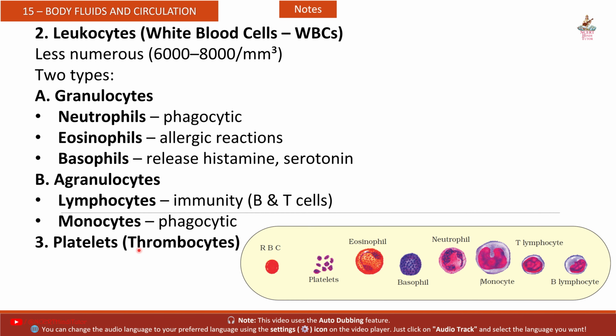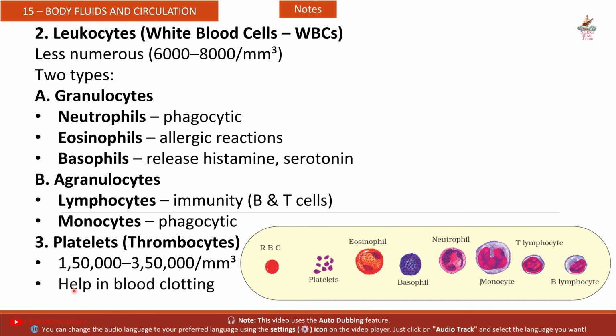Third, platelets, thrombocytes, 1.5 lakh to 3.5 lakh per mm cube, help in blood clotting. Lifespan 7 to 12 days.